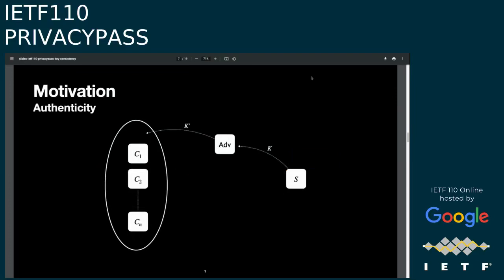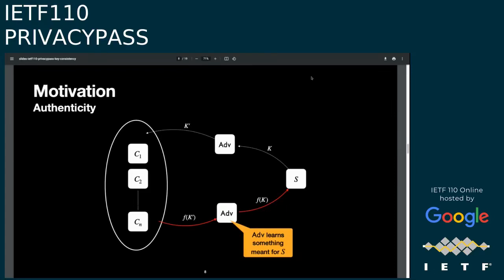So authenticity is also important. Imagine, again, a similar scenario of n clients, a server, and an adversary who's between the clients and the servers. The server publishes some key k, or has some key k that it makes available. And then the adversary, in this particular case, imagine it just happened to swap in its own key, k prime, and gave it to one of the clients.